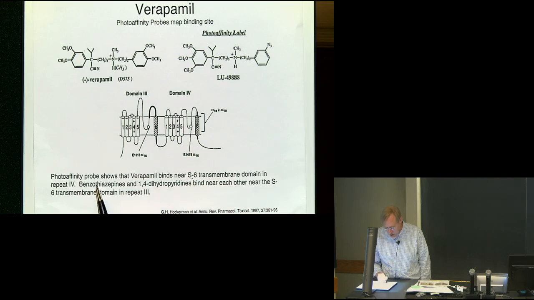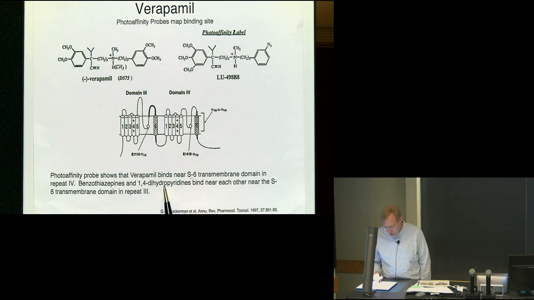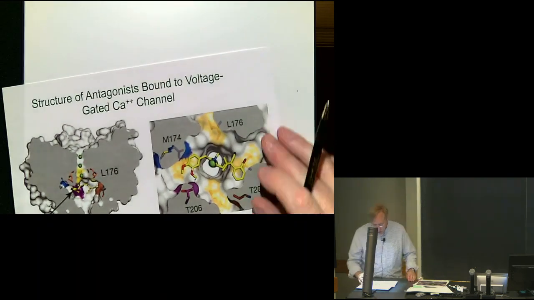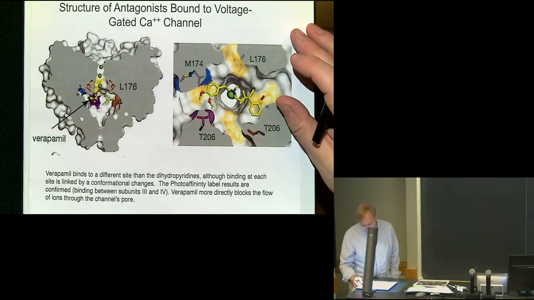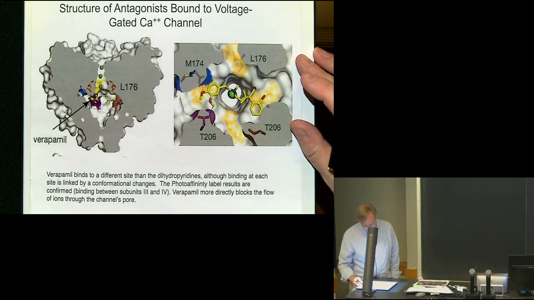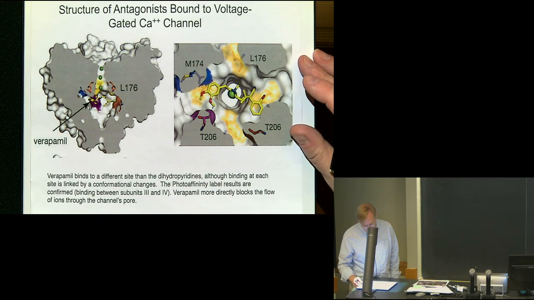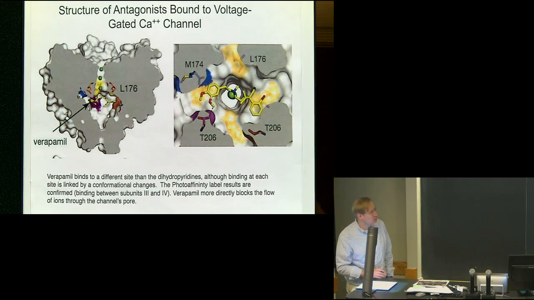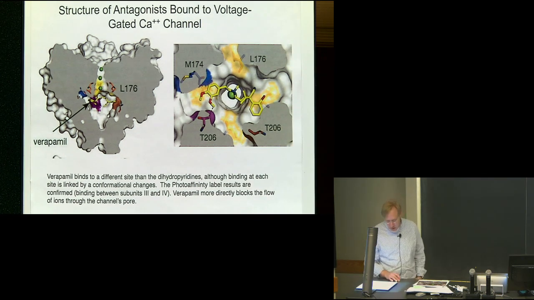So they bind somewhere near the 1,4-dihydropyridines in repeat 3, but they seem to be different sites. And this is much more visible when they look at the crystal structure of this, which just came out a few years ago. Even though that method said there were similar areas, it's actually quite a distinct site. They must be linked through these conformational changes.